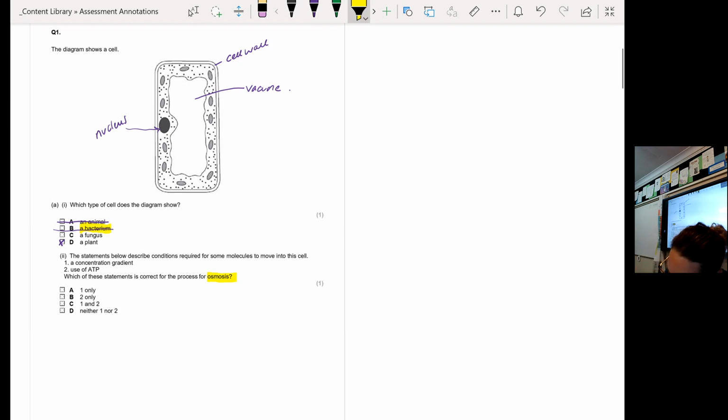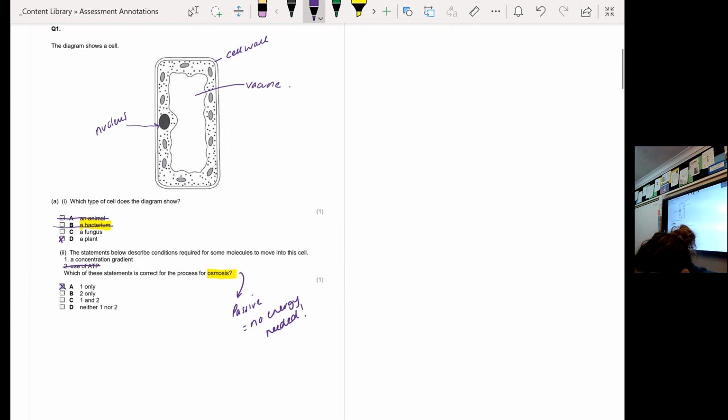Now, knowing what I know about osmosis, I know that it's passive. Passive means it does not require energy. So I can automatically rule out statement 2, because ATP is what we use for energy. ATP is the currency of energy. Now, osmosis moves from an area of high concentration to a low concentration. That is a gradient. Therefore, statement 1 is correct. Therefore, the only correct answer is 1, or A, 1 only.